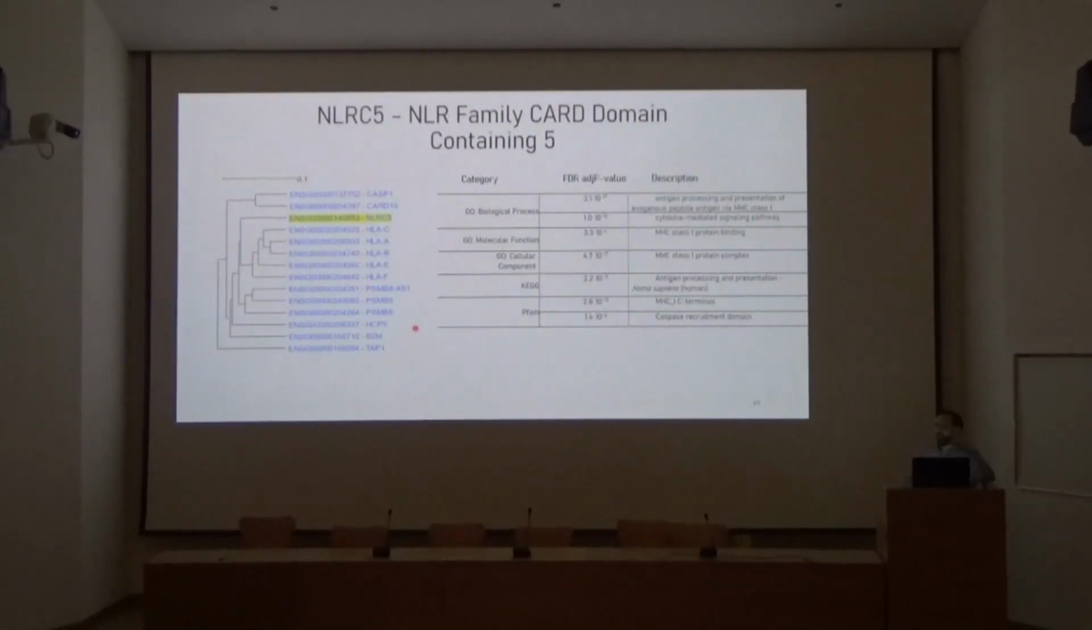Another case for HLA genes is NLRC5, which has another well-documented role in regulating MHC class 1 genes. So by using NLRC5 as input to HGCA2, we naturally got genes of the MHC class 1 family, and we also got the enriched terms to support this finding.